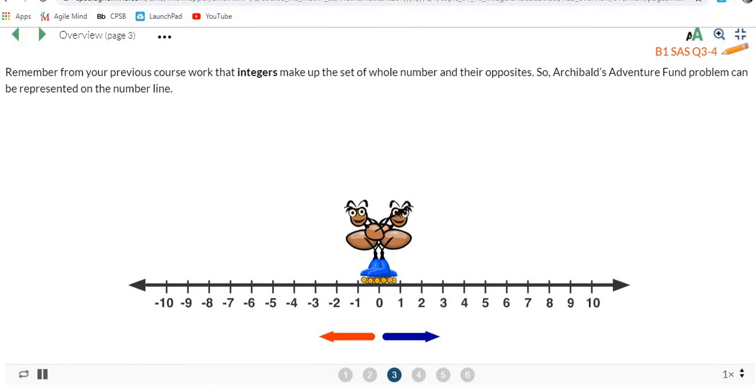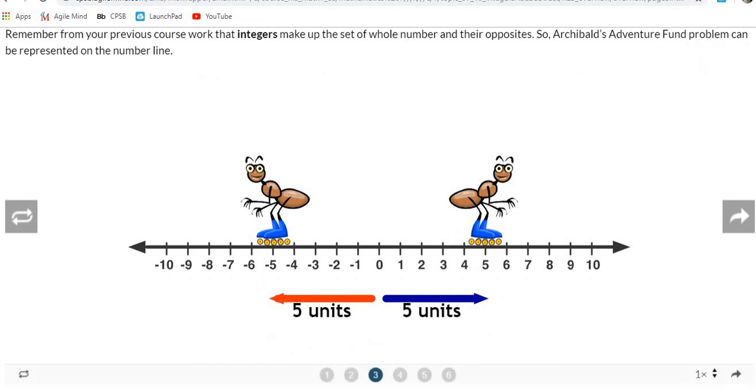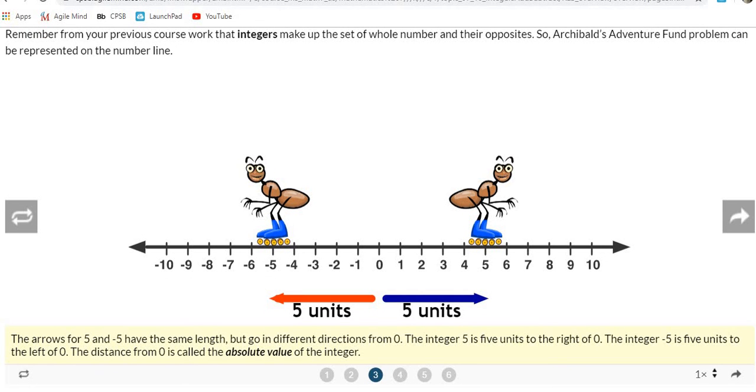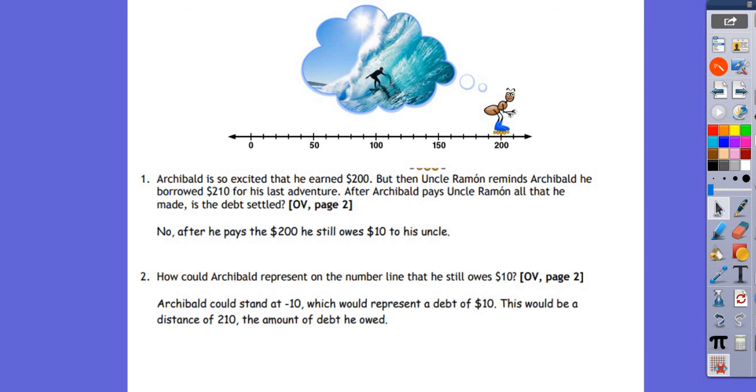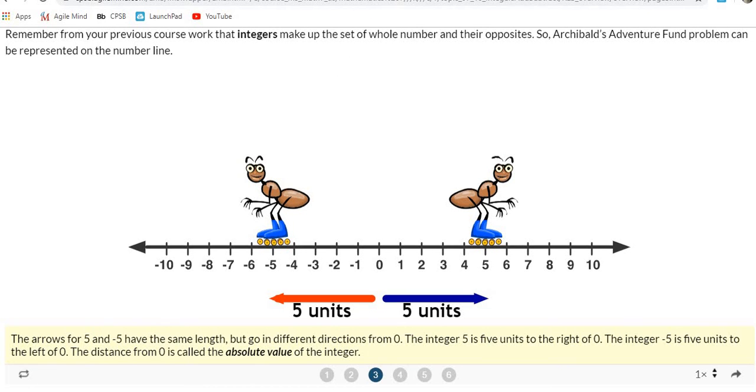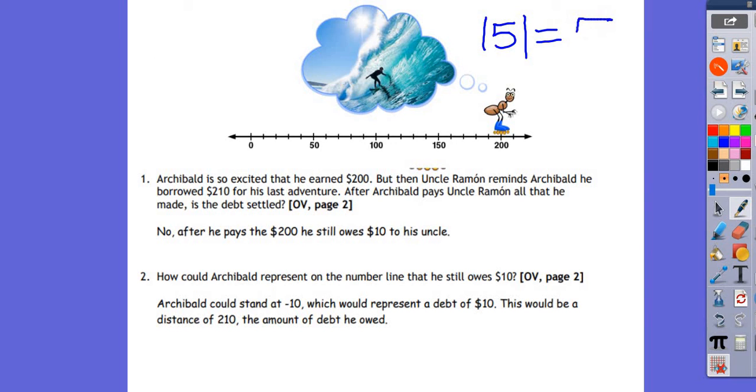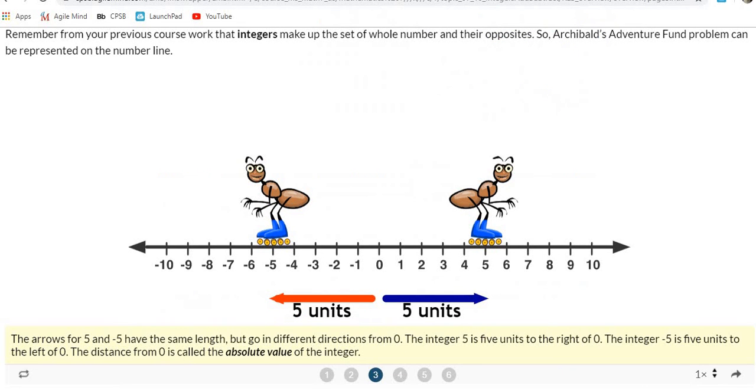Then we have looked at what's called absolute value. An absolute value is where you have bars on the side of it, and absolute value means the distance away from 0. So if I looked at the absolute value of a positive 5, how far away is he from 0? 5. He's a positive 5 away. Well, if I looked at the absolute value of a negative 5, how far is negative 5 away from 0?